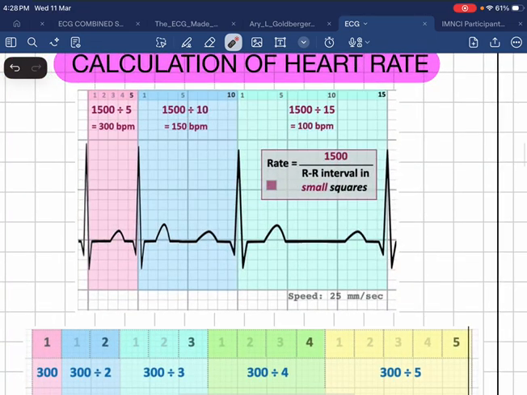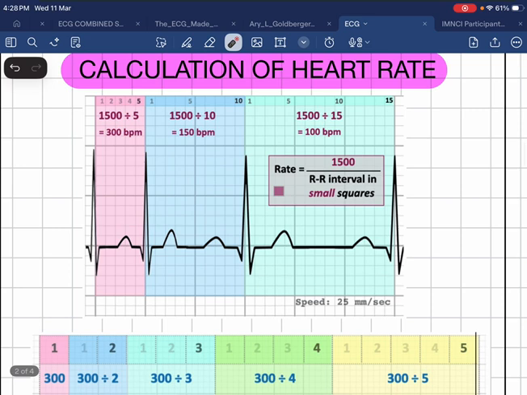So how do we determine the heart rate? The basic formula is 1500 divided by the RR interval in small squares. Like here you can see between the two R waves, you have 1500 divided by 5 small boxes, so the heart rate would be 300 beats per minute. Here you have 10 small boxes, so you divide 1500 by 10, and you get 150 beats per minute as the heart rate. Likewise, 1500 divided by 15 would be 100 beats per minute here.